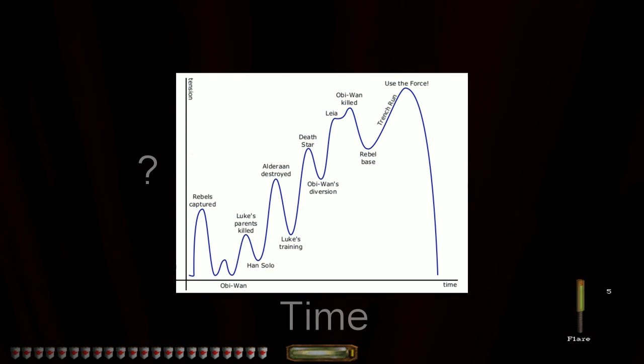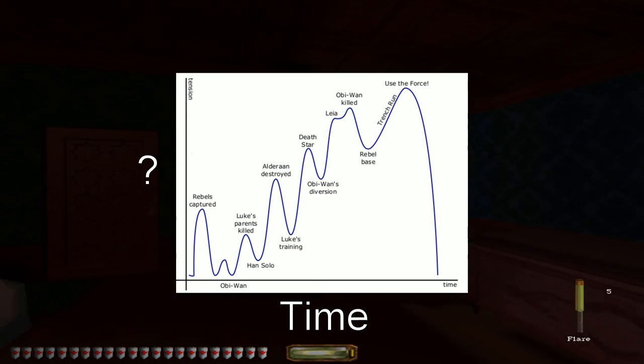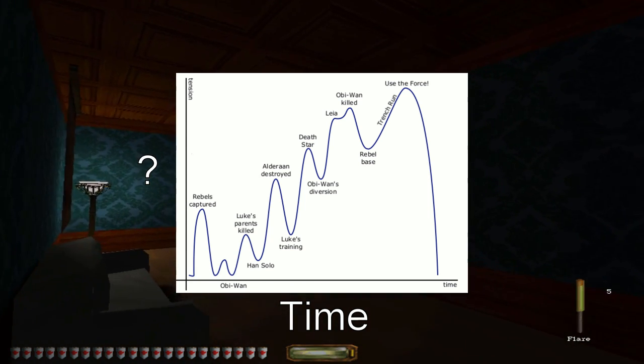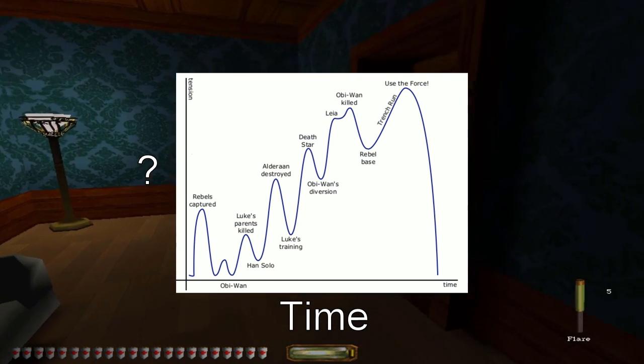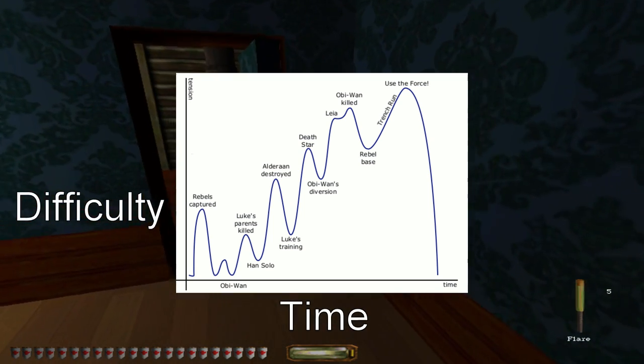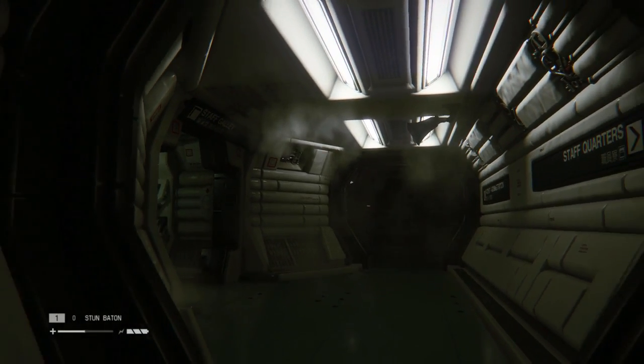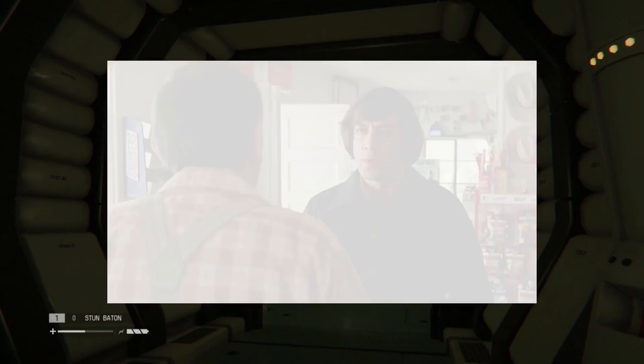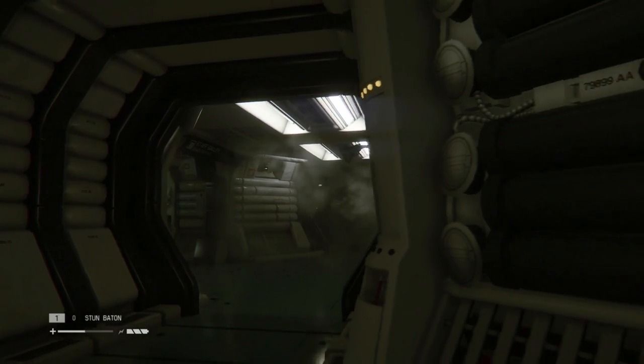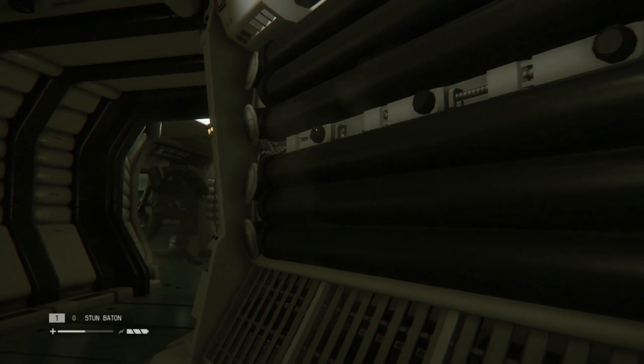But games aren't always that narrative-heavy, so what exactly are we measuring over time in a level? Simple. Difficulty. Now, you don't have to follow the interest curve. There are plenty of examples both within games and outside of games that don't. But using this to map the difficulty of a level is a useful starting point.